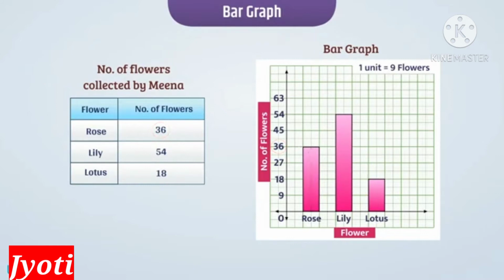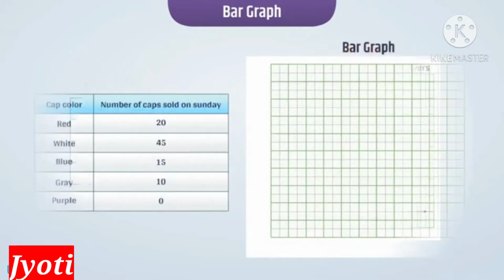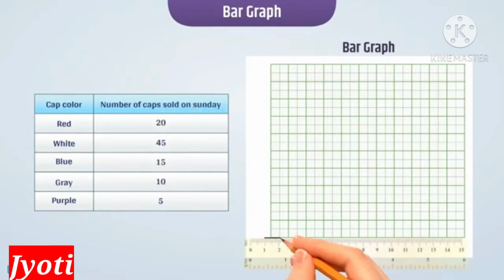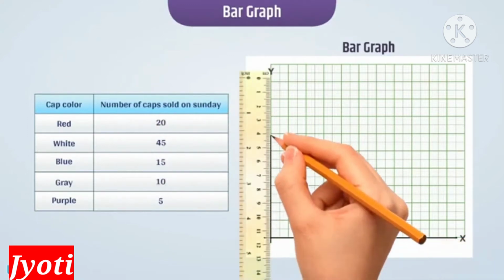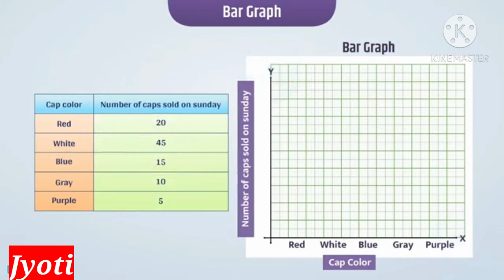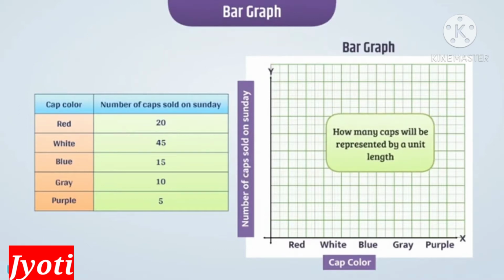Let's understand this with an example. Let's represent the following data using bar graph. To represent data graphically, first of all, we will draw a horizontal line and a vertical line as shown. Then, we write categories such as red, white, blue, grey and purple on horizontal axis and number of caps sold on vertical axis. Then, we will choose appropriate scale, that is, we will specify how many caps will be represented by a unit length of a bar.